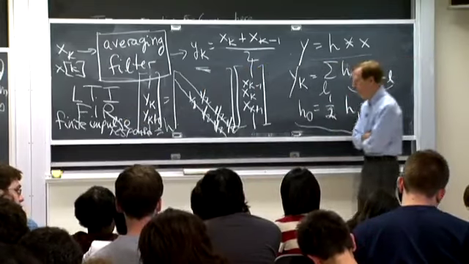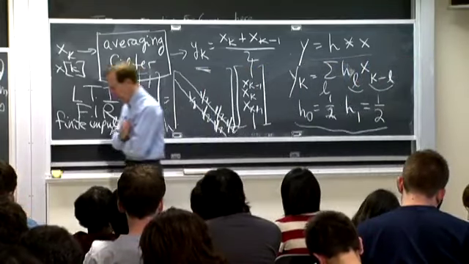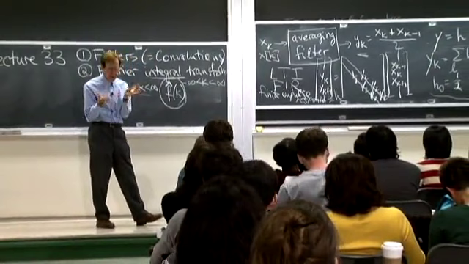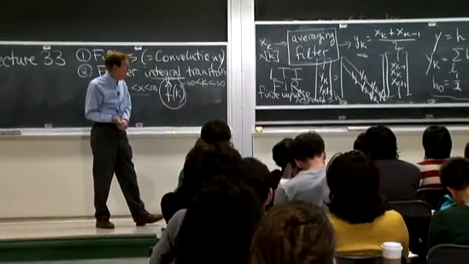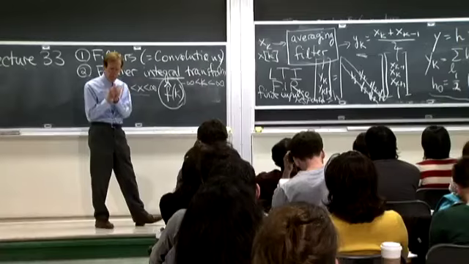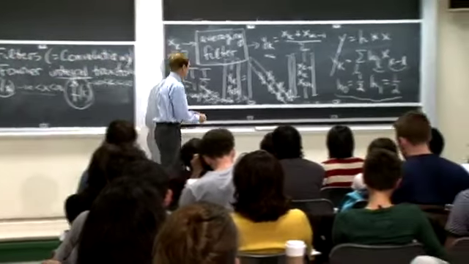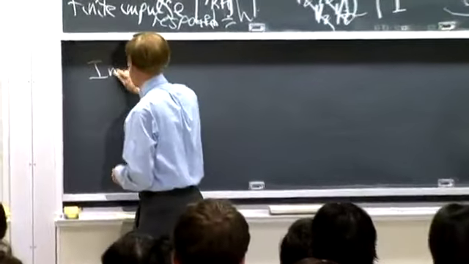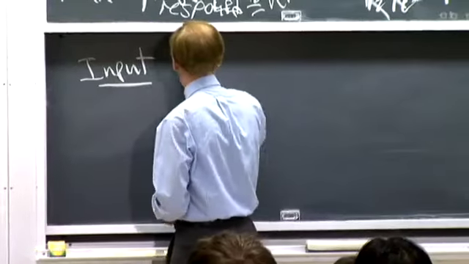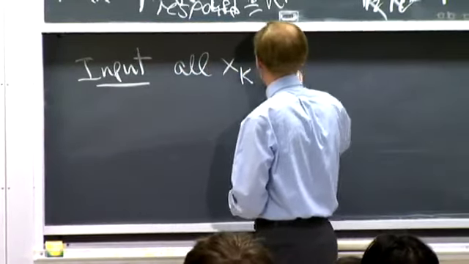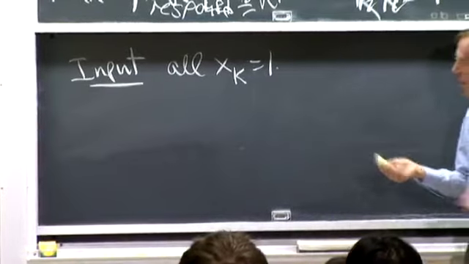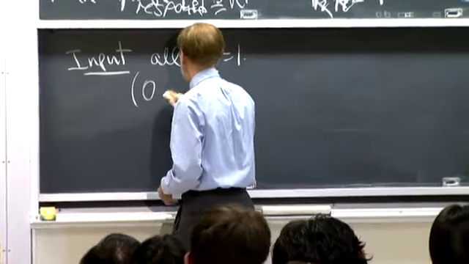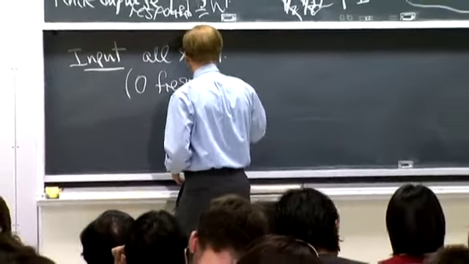Okay. Now for the question. What is this filter doing to the signal? It's certainly averaging. That's clear. But we want to be more precise. Well, let me take some examples. Suppose the input is all 1s. All xk are 1. So a constant input, a natural thing to test. That's zero frequency. What's the output?